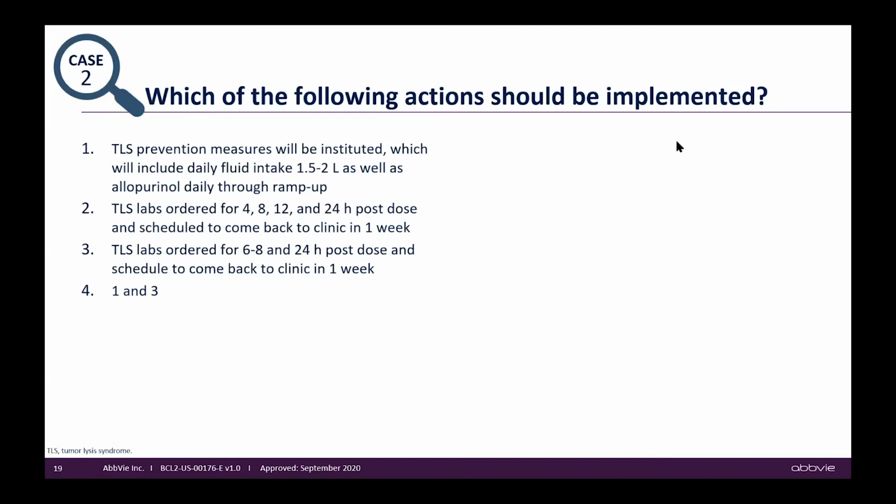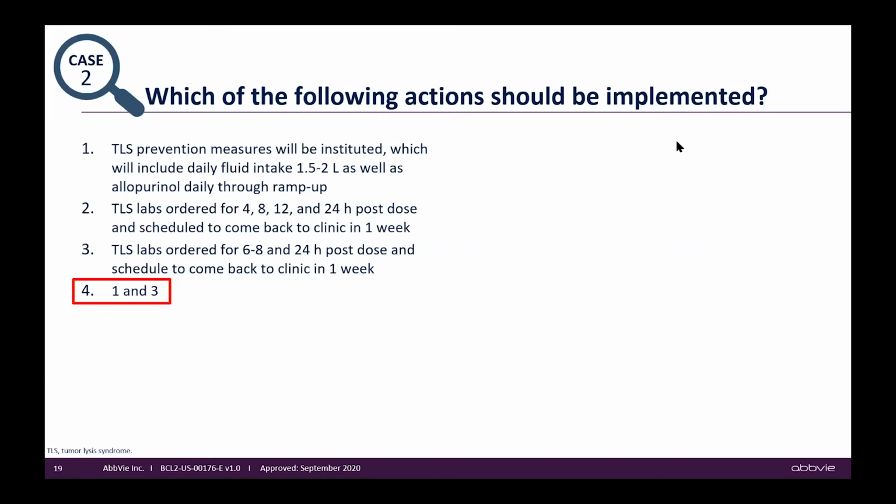Is it 1, TLS prevention measures will be instituted, which will include daily fluid intake, 1.5 to 2 liters, as well as allopurinol daily through ramp up. 2, TLS labs ordered for 4, 8, 12, and 24 hours post-dose and scheduled to come back to clinic in 1 week. 3, TLS labs ordered for 6 to 8 and 24 hours post-dose and scheduled to come back to clinic in 1 week. Or 4, 1 and 3. So we see it's 4.